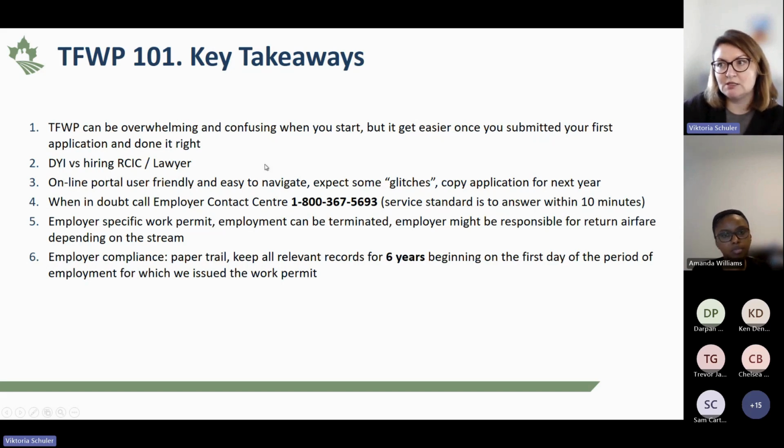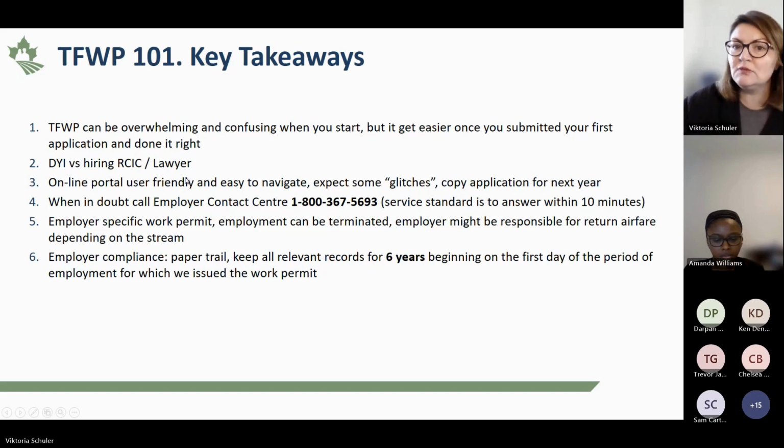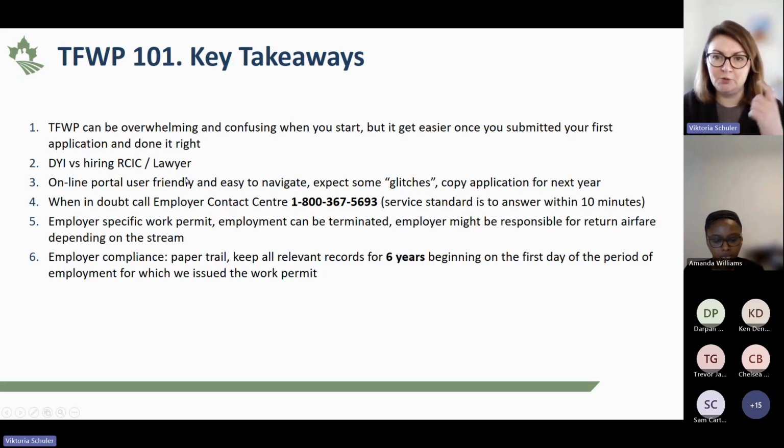The LMIA online portal is quite user-friendly and easy to navigate. There are some glitches. For example, sometimes you can't complete the application or document, and it's just because there is a certain requirement on how much space the document can take. What I also like about the online portal is that if you're not sure about your stream, you can pick "not sure", and it will ask you questions to help you determine your stream, which is quite helpful. Again, if you have any questions, I always recommend calling the Employer Contact Centre with Service Canada.